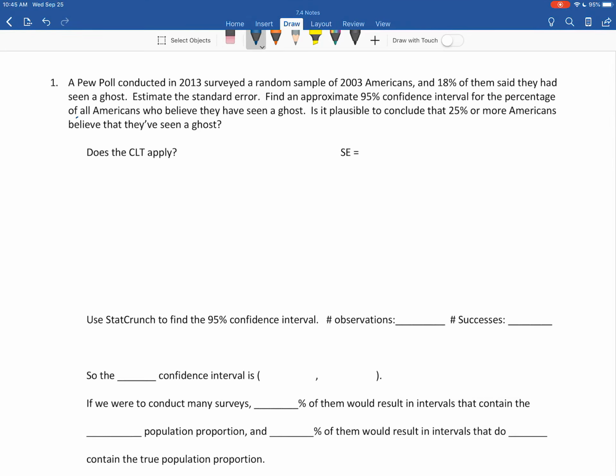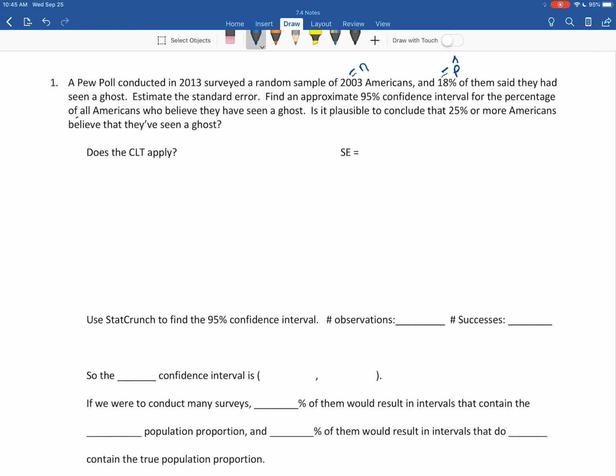Okay, so let's actually create some confidence intervals to answer some real-life questions, and let's use StatCrunch to help us now. So we have a Pew poll conducted in 2013 that surveyed a random sample of 2003 Americans. 18% of this sample said they had seen a ghost. So what we have here is our sample size of n so far, and we have our sample proportion, or our p hat, of 18%.